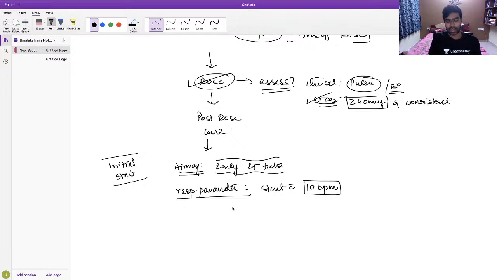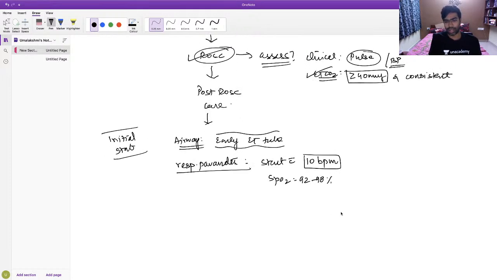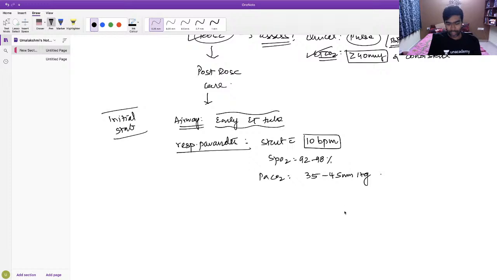10 breaths per minute as the standard respiratory management, and the saturation that you need to target is approximately 92 to 98%. Anything is fine, and nobody is really going to try and reach 100% saturation. As far as the PaCO2 is concerned, you can try to achieve a PaCO2 of approximately 35 to 45 millimeters of mercury. This is the standard PaCO2 target, so you can give ventilation based on these standard respiratory parameters.